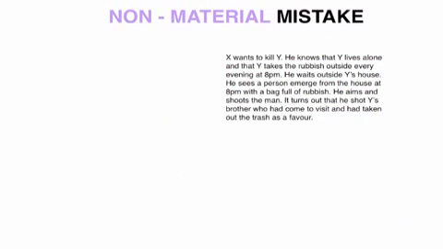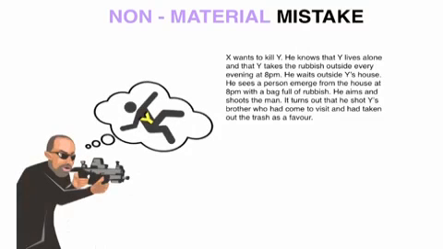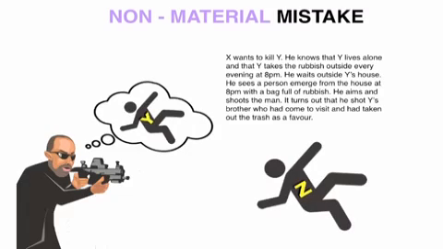X wants to kill Y. He knows that Y lives alone and that Y takes the rubbish outside every evening at 8 p.m. He waits outside Y's house. He sees a person emerge from the house at 8 p.m. with a bag full of rubbish. He aims and shoots the man. It turns out that he shot Y's brother, who had come to visit and had taken out the trash as a favor. X made a mistake with regards to who he was shooting.